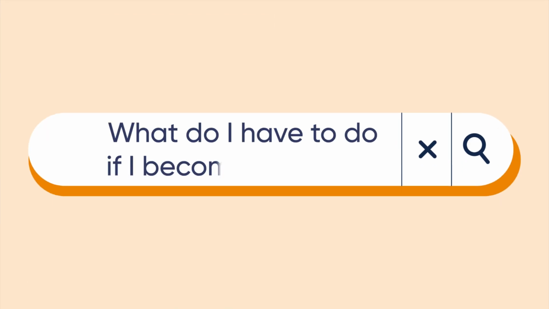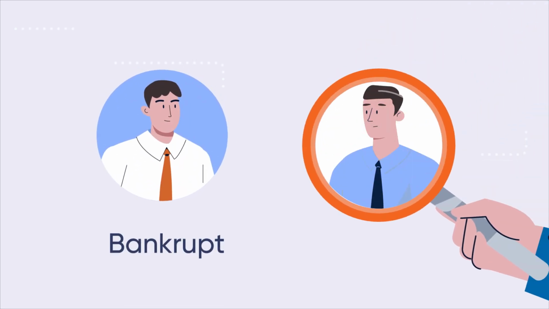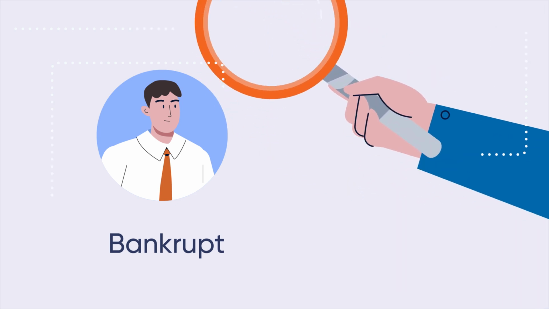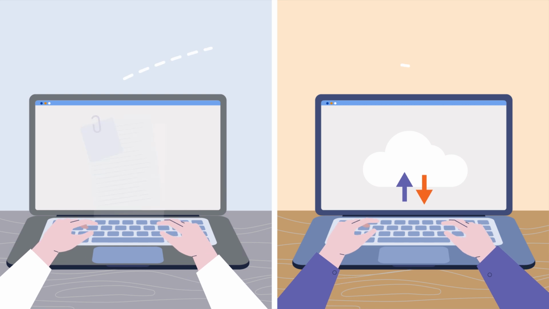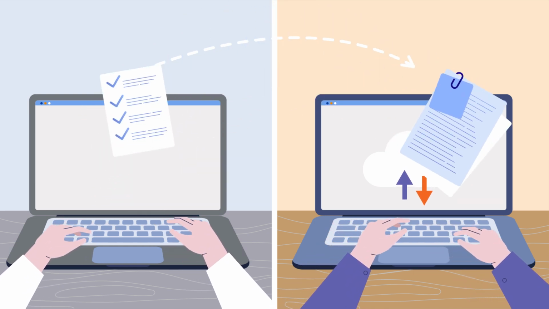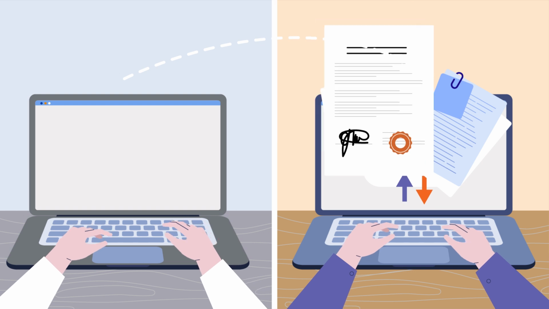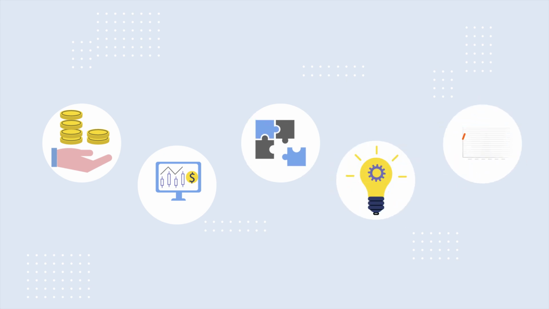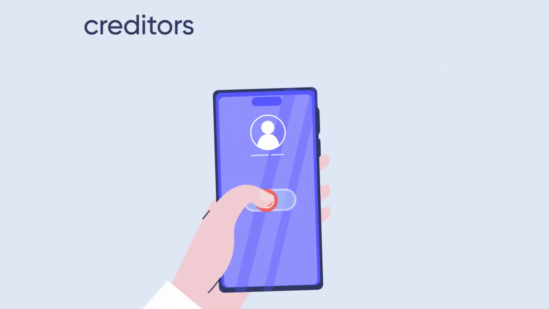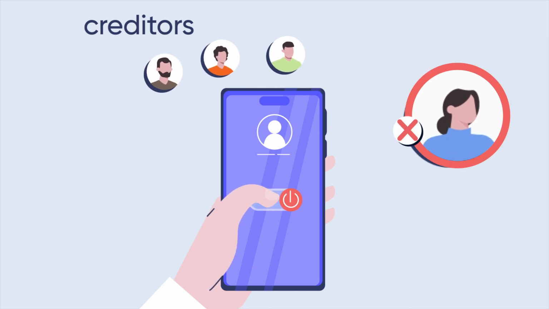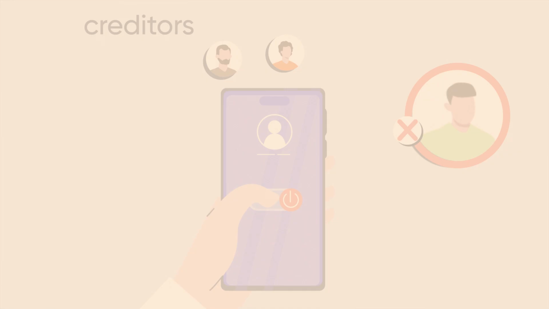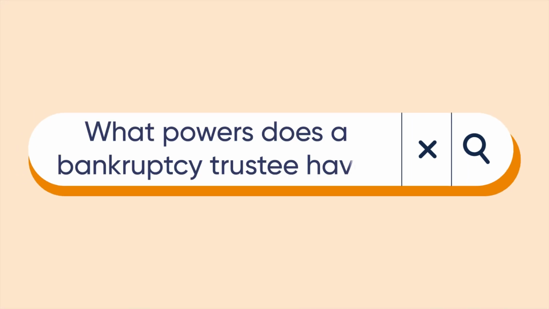What do I have to do if I become bankrupt? When an individual becomes bankrupt, a bankruptcy trustee is appointed to manage the bankrupt estate. When becoming bankrupt, the bankrupt has an obligation to complete a bankruptcy form and to assist the bankruptcy trustee by providing information that is requested. The bankruptcy form provides the bankruptcy trustee with information regarding details of the individual's debts, income, and assets. It also notifies their creditors that the individual is bankrupt and prevents most creditors from contacting the bankrupt regarding their debt.